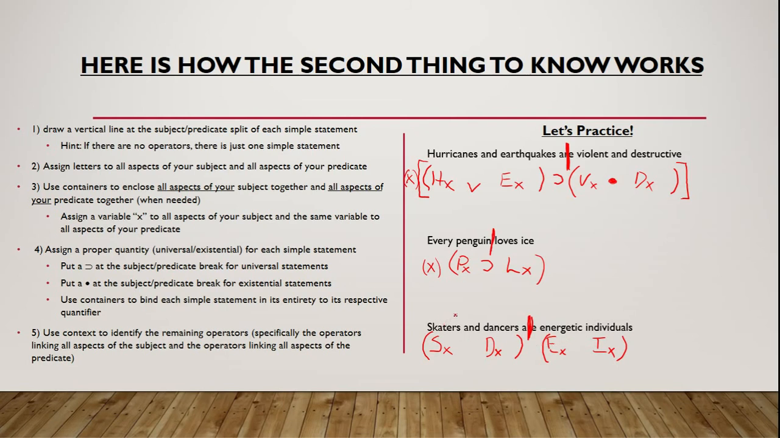Then we're going to assign a proper quantity, universal or existential, for each simple statement. I take this as saying that all skaters and dancers are energetic. So I would say x for the universal. And then we're going to put a horseshoe at the subject predicate break for the universal statement. So we're going to carry that horseshoe all the way over. Put it right there. And we're going to use containers to bind each simple statement in its entirety to its respective quantifier. So we got to bind all of this to the x.